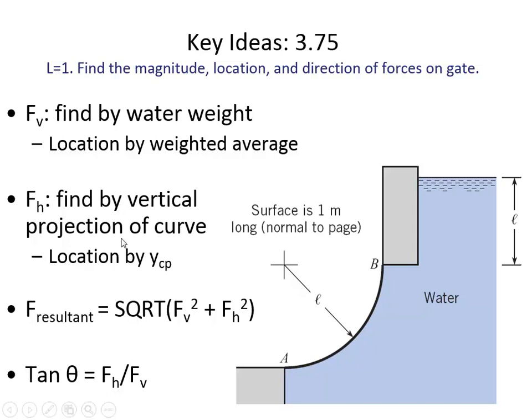The resultant force is the square root of the sum of the squares. So the key here is that with the vertical forces, just reminding you, the weight of the water that would be above the gate is how you can find the vertical forces on that plate.